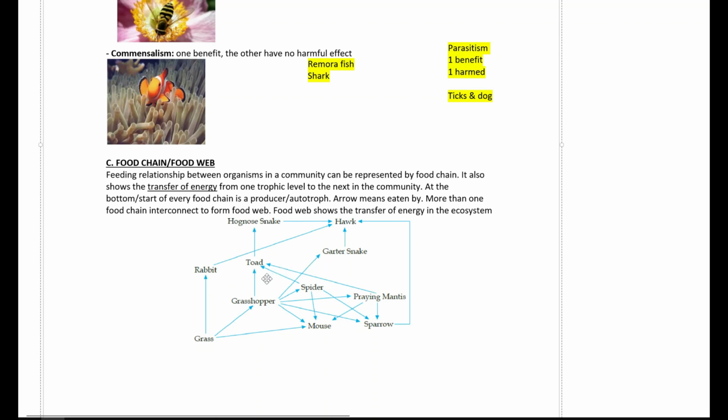Okay, so each of these will have a food chain. So grass to rabbit to hawk is one food chain. If the arrows must follow each other, we'll have another food chain here. So grass, grasshopper, toad, and the hawk-nosed snake.